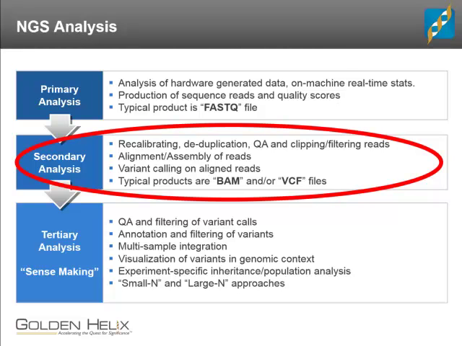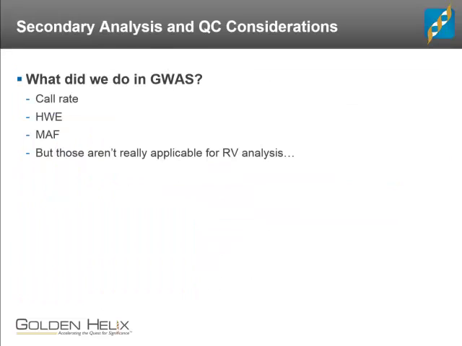And I have just a couple of slides here. First of all, what did we do in GWAS? Remember, GWAS is all about common variants, but we would look at things like call rates at a sample and SNP level to determine quality. We'd look at things like Hardy-Weinberg equilibrium and minor allele frequencies to determine which SNPs are suitable for testing. Of course, those things don't work as well for rare variant analysis. We have to look at different types of quality statistics.